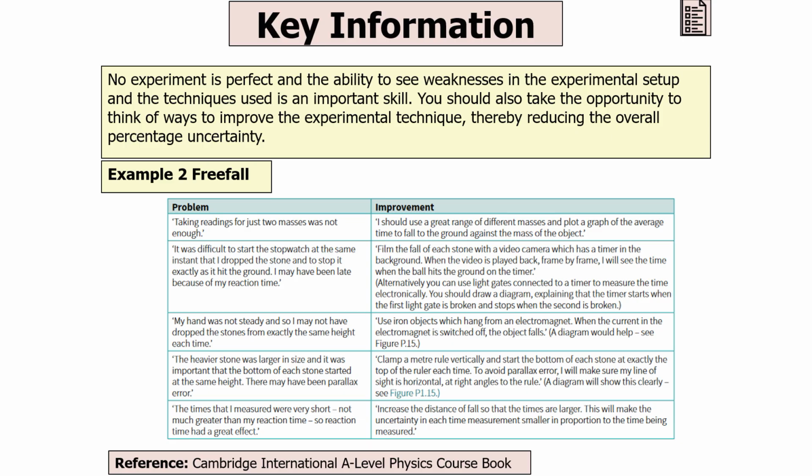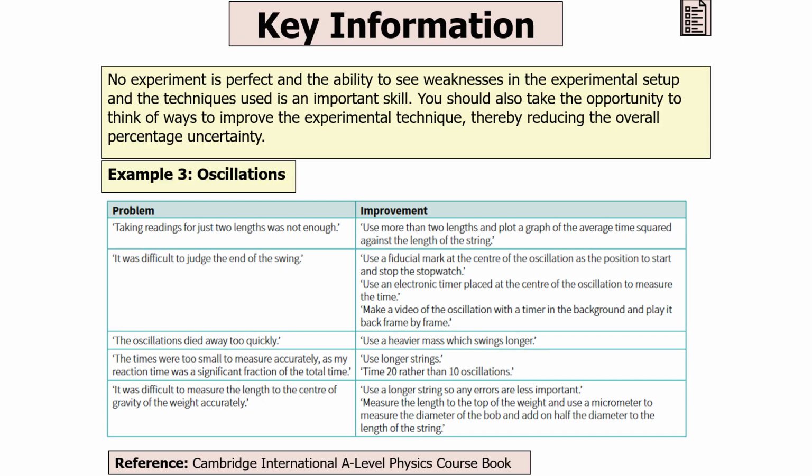So you could clamp a metre ruler vertically and start the bottom of each stone at exactly the top of the ruler each time. To avoid parallax error, make sure the line of sight is horizontal, at right angles to the ruler. The times that I measured were very short, not much greater than my reaction time, so the reaction time had a greater effect. So you could increase the distance of the fall so that the times are larger. This will make the uncertainty in each measurement smaller in proportion to the time being measured.